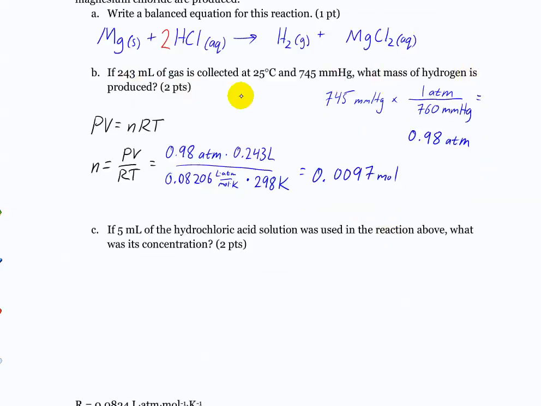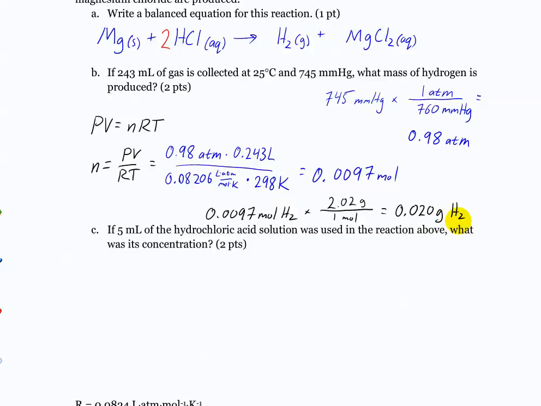All right, so that's moles, and now we need to know the mass of hydrogen. So we go 0.0097 moles of hydrogen times about 2 grams per 1 mole, right? Because H2, 1.0 or 2.02 if you prefer. And that's going to get you 0.02 actually, or we'll say 0.020 grams of hydrogen. Okay.